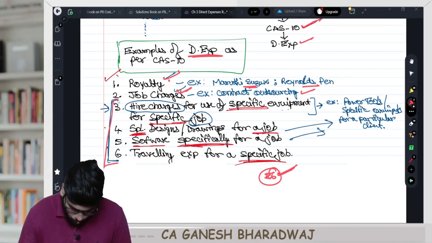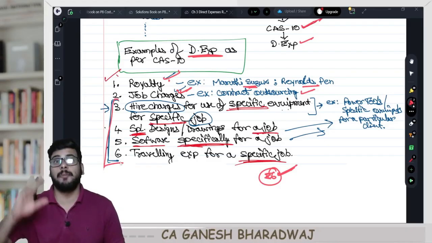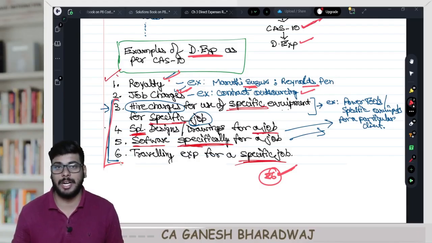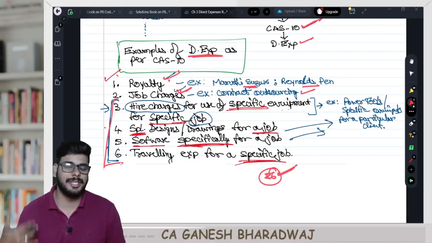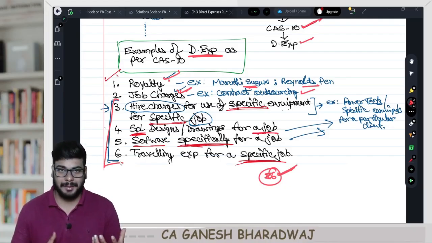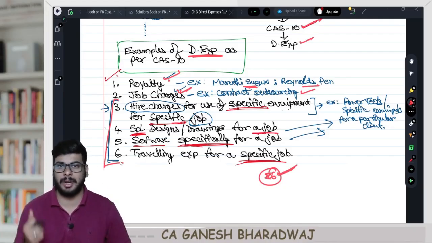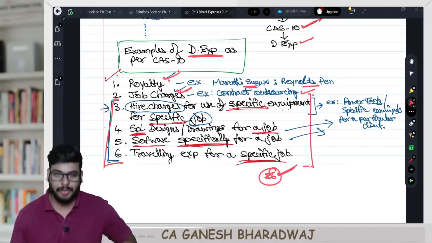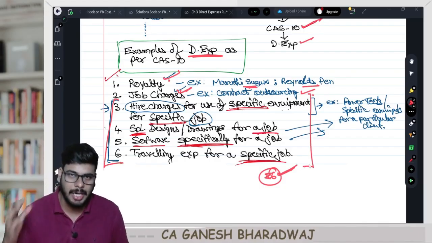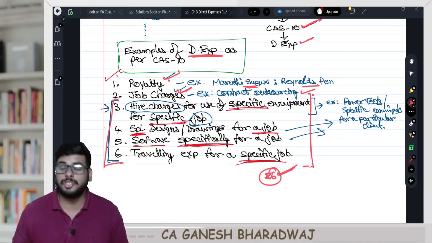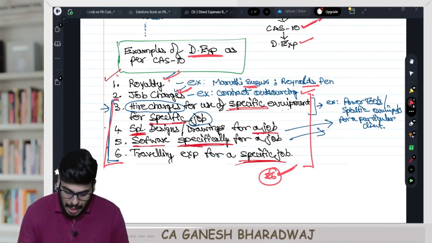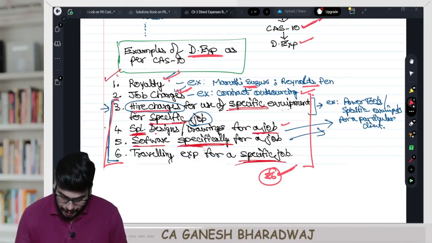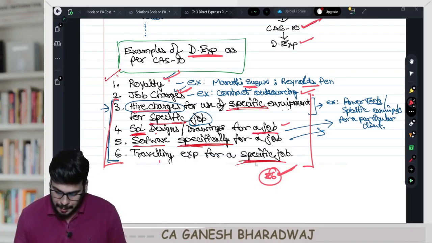Now, the remaining 4 are related to your job costing industry. Job costing industry means what? I told you, right? These job costing industries are basically the industries which focus on serving customer specific products. I gave you an example of Casa Grande and all that, right? Now, ideally speaking, these next 4 points will come under your job costing sector. Are you clear with this? What is this? Hire charges for use of a specific equipment for a specific job, special designs or drawings for a specific job, softwares specifically for a job, traveling expense for a specific job.